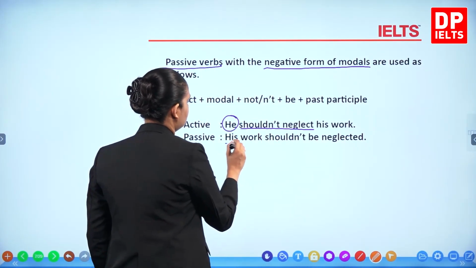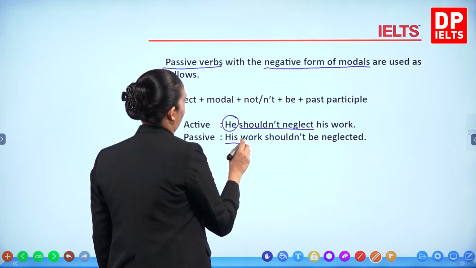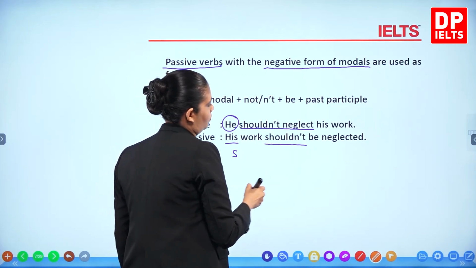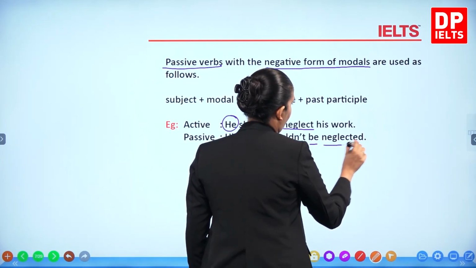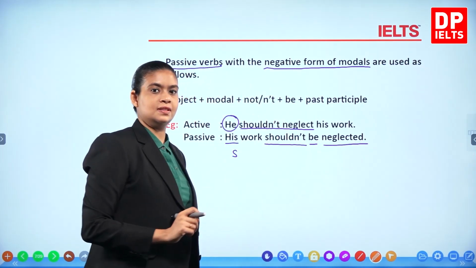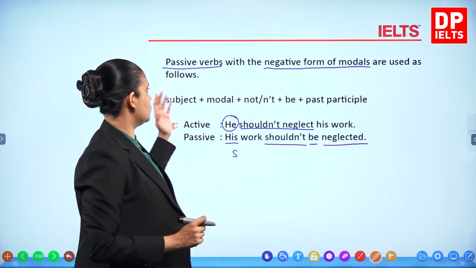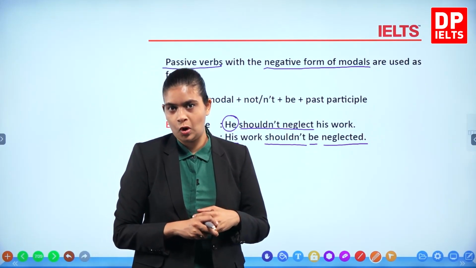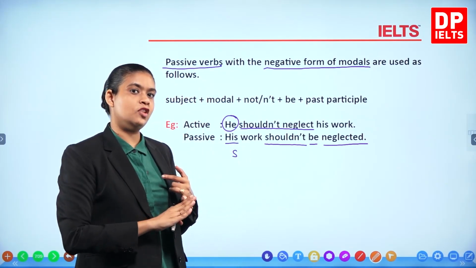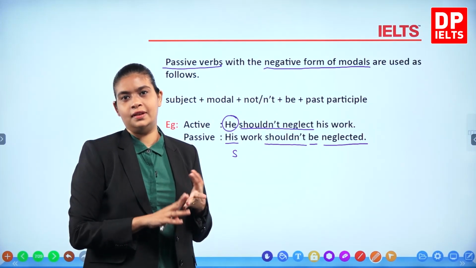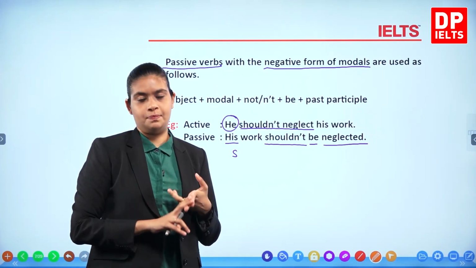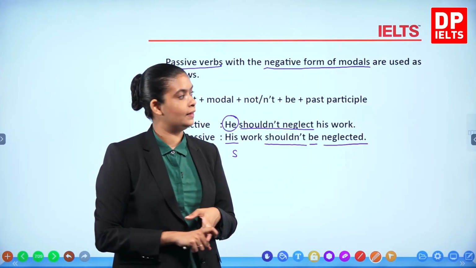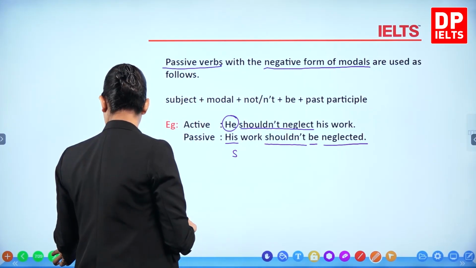So, the subject is there. Okay. The modal is there. The negative form of it. The be verb plus the past participle. So, when you are writing passive verbs with the negative form of modals, you must write the subject plus the modal, the negative form of it, plus the be verb, plus the past participle. Alright.